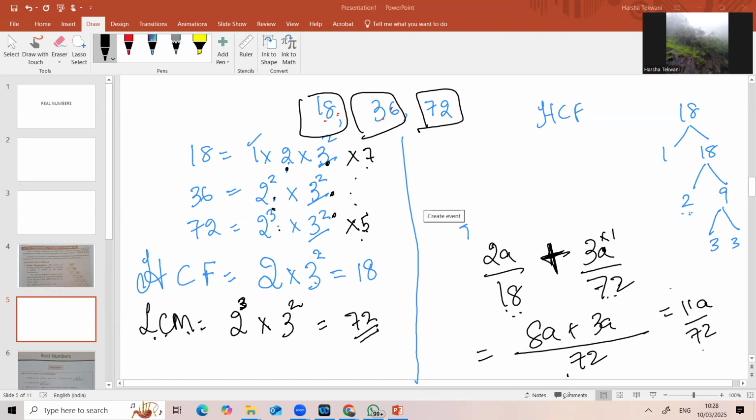I hope you all understood. Highest common factor we use for simplification. Least common multiple we use in addition and subtraction of fractions. For today's class, this should be enough.